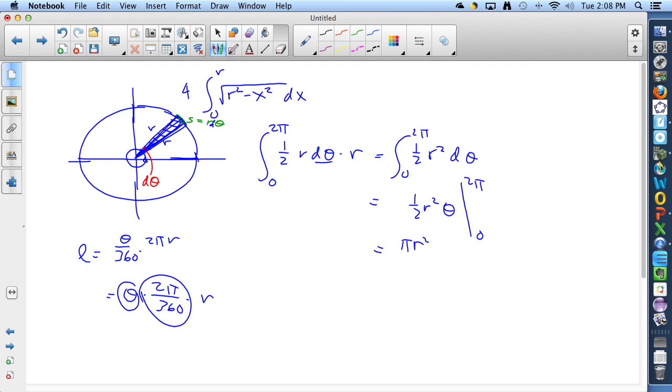Trying to think if there's anything more from pre-calc that I will remind you of. I don't know that there is. Well, maybe we'll get a calculator.